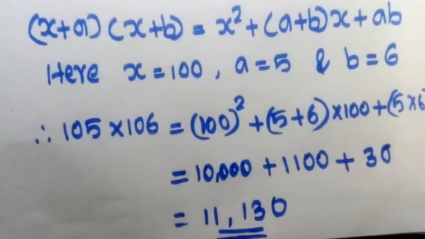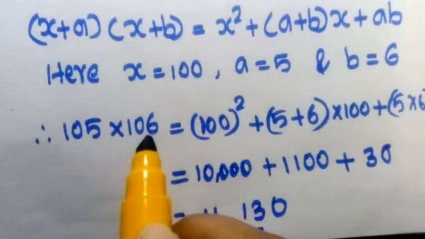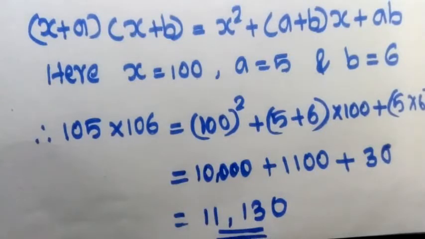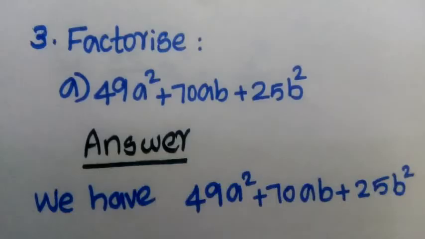So, without multiplying directly, we got the value of 105 into 106. It is 11,130. You have seen some uses of the identities listed previously in finding the product of some given expressions. These identities are useful in factorization of algebraic expressions also, as you can see in the following examples.